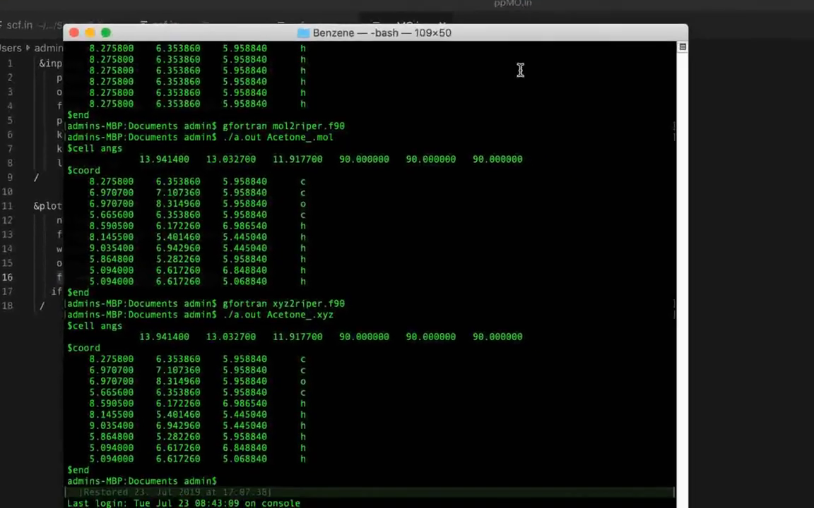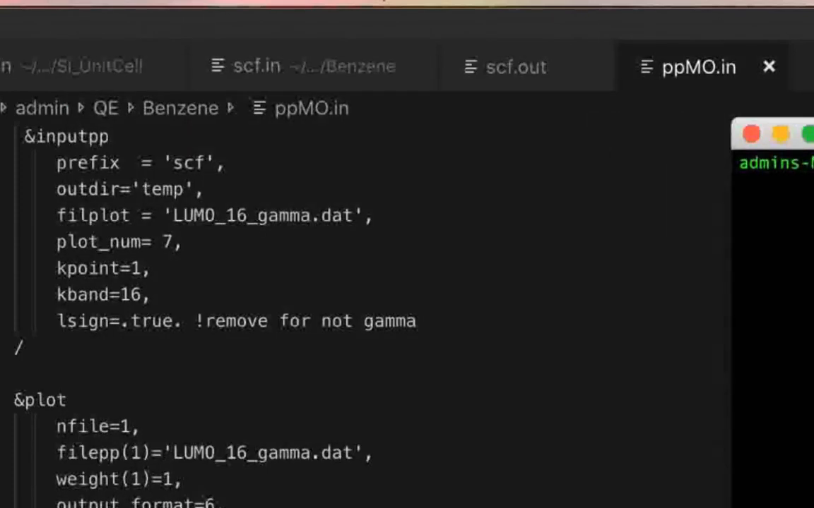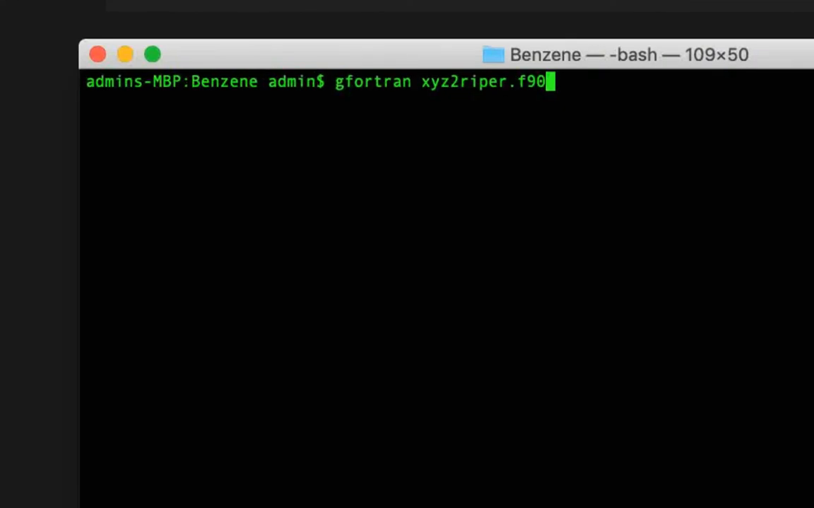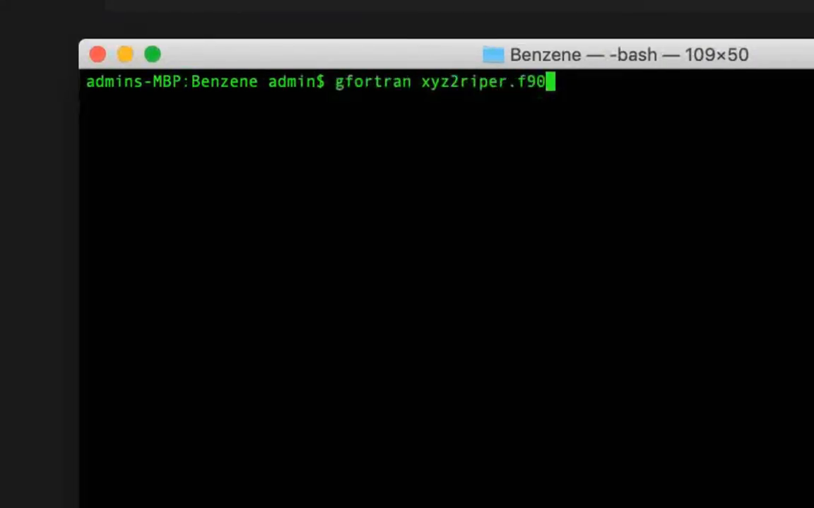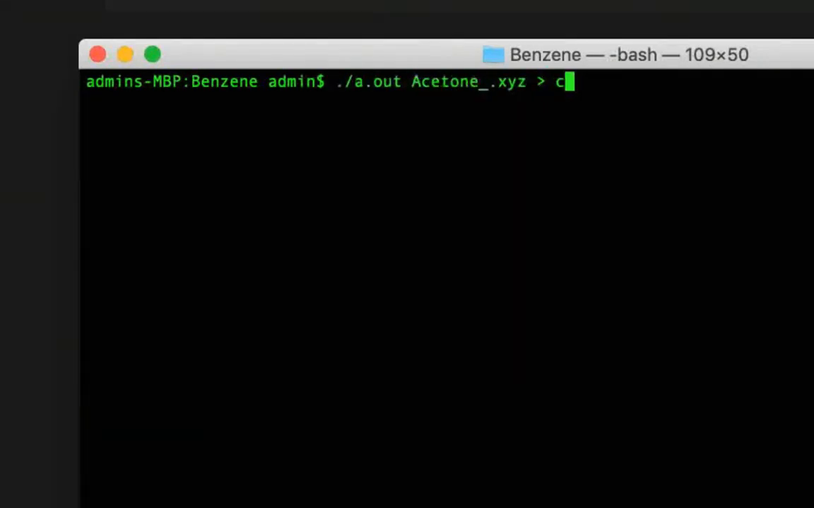Here, as you can see, I'm in my benzene directory, but what happens if I run this pp.x calculation? Let me see if I have it in my history, because I am really lazy when it comes to typing.